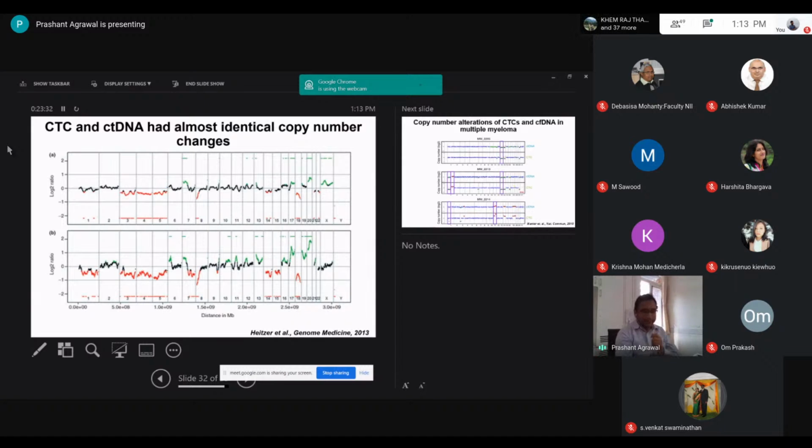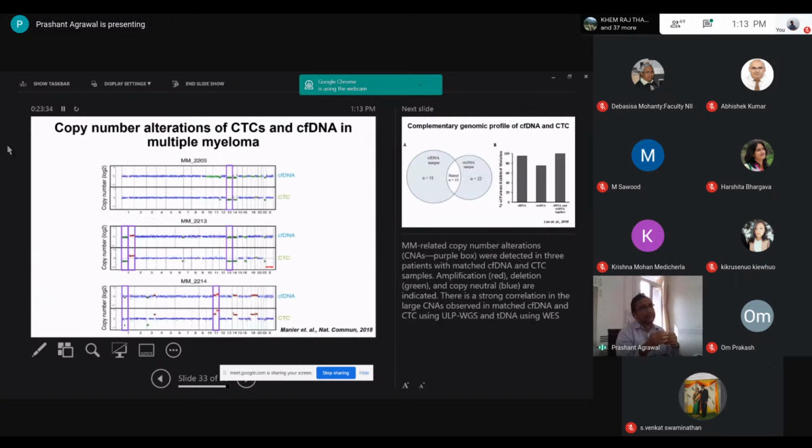This is another study where they again wanted to understand what would be superior to use, because sometimes it's very challenging to get the circulating tumor cells.